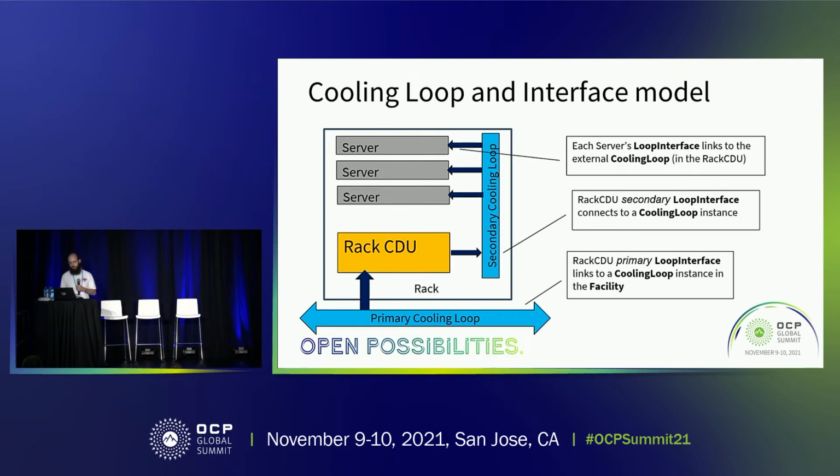So each piece of equipment will have what we're proposing calling a loop interface to show the relationships of how each of the pieces of equipment map to the different loops and ultimately back to which cooling distribution unit is providing the liquid capabilities for the system.